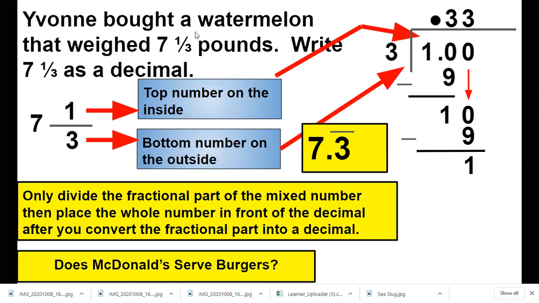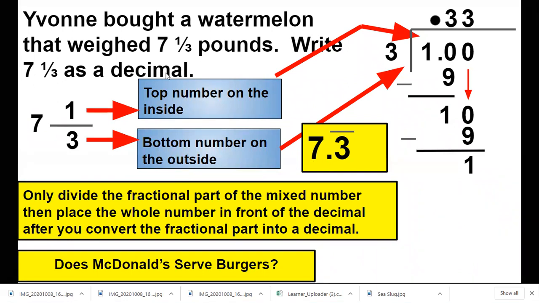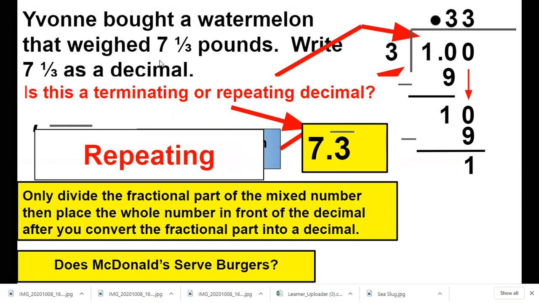And notice how I remember to put the 7 in front of my answer. Don't forget to put your 7 in front of your decimal after you've done your division. Don't forget that. Okay. Is this a terminating or repeating decimal? Well, we know the 3 goes on and on and on forever and ever, so it has to be a repeating decimal.